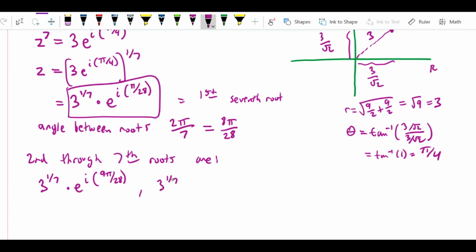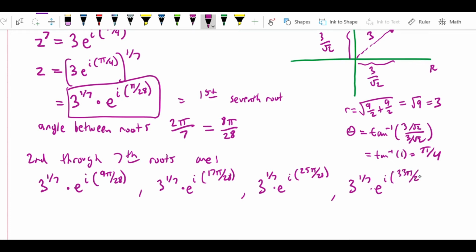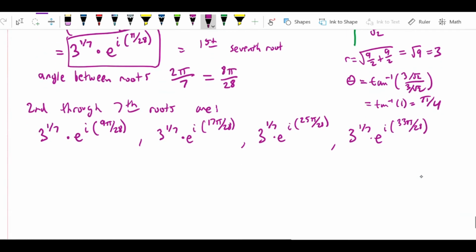Next root is 3 to the 1/7, e to the I, 9 and 8 is 17, so that's 17 pi over 28. 3 to the 1/7 times e to the I, 25 pi over 28. 3 to the 1/7, e to the I, 33 pi over 28. 2, 3, 4, 5. I've got 2 more to do.